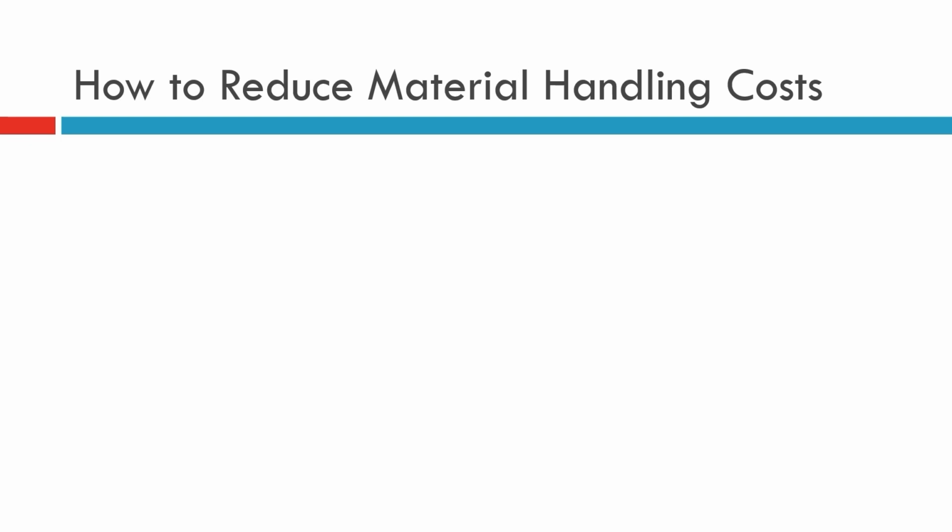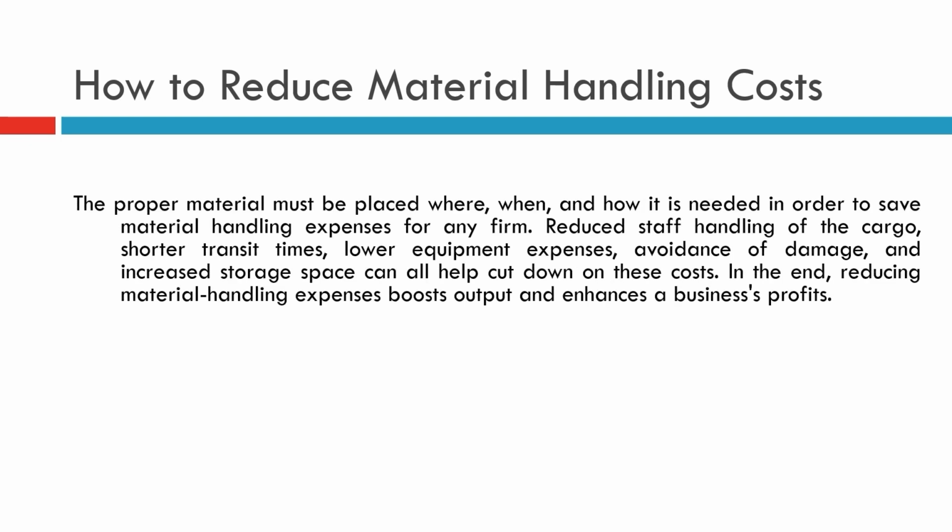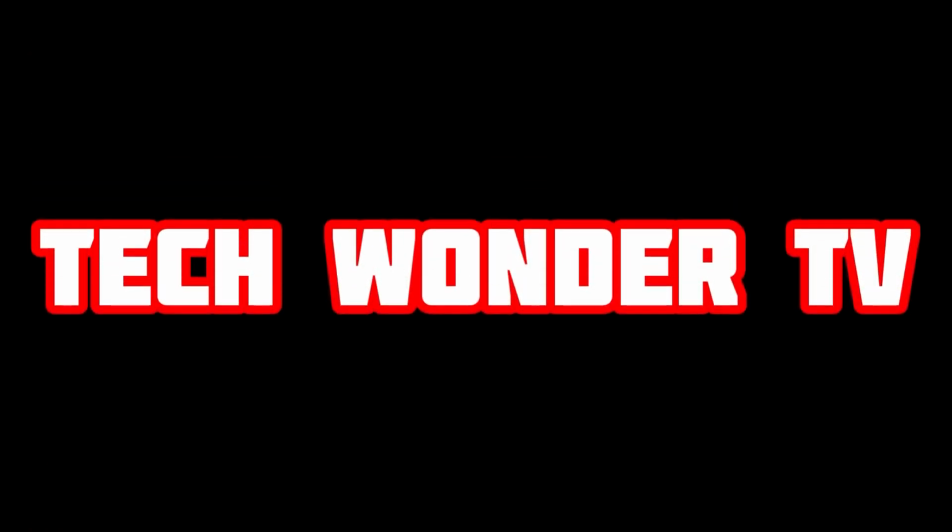How to reduce material handling costs. The proper material must be placed where, when, and how it is needed in order to save material handling expenses for any firm. Reduced staff handling of the cargo, shorter transit times, lower equipment expenses, avoidance of damage, and increased storage space can all help cut down on these costs. In the end, reducing material handling expenses boosts output and enhances a business's profits.